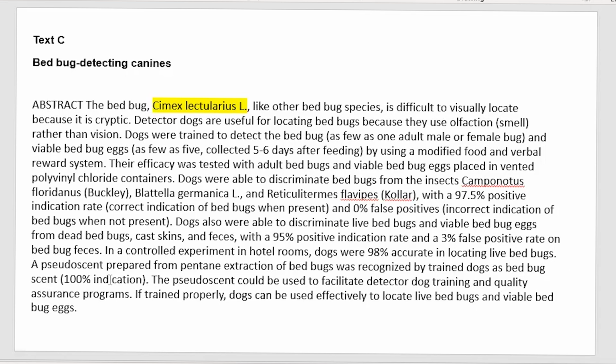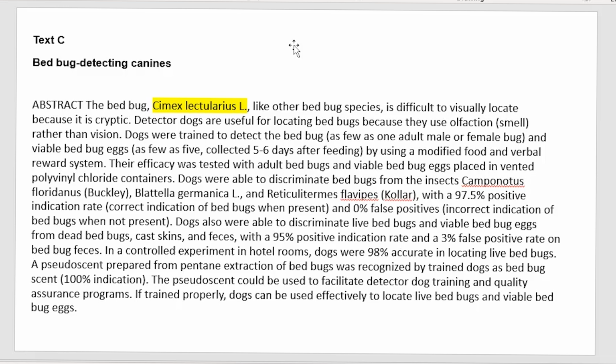A pseudo scent prepared from pentane extraction of bedbugs was recognized by trained dogs as bedbug scent, that is 100% indication. The pseudo scent could be used to facilitate detector dog training and quality assurance programs. If trained properly, dogs can be used effectively to locate live bedbugs and viable bedbug eggs.